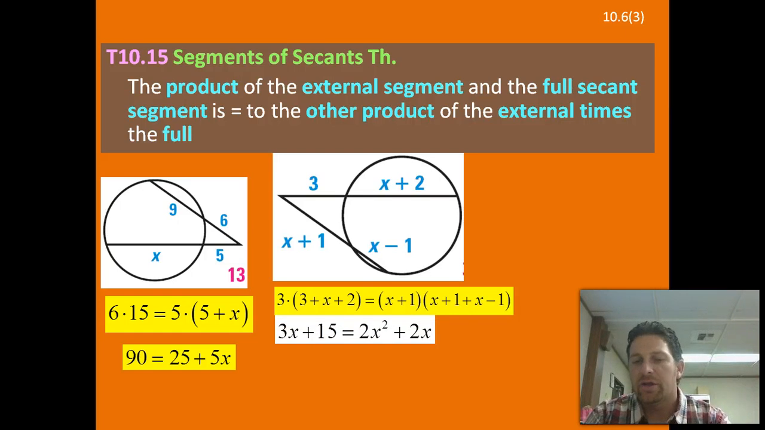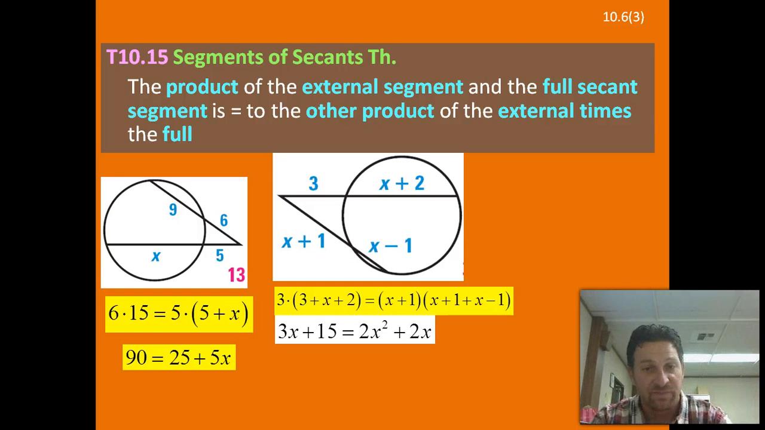Now the reason why it works out to just be 2x squared plus 2x on the right is because if you look at that second set of parentheses and the step above it, the positive one and the negative one cancel each other out, so all you really have is 2x times x plus 1. Anyway, so now it's just a matter of moving some things around.